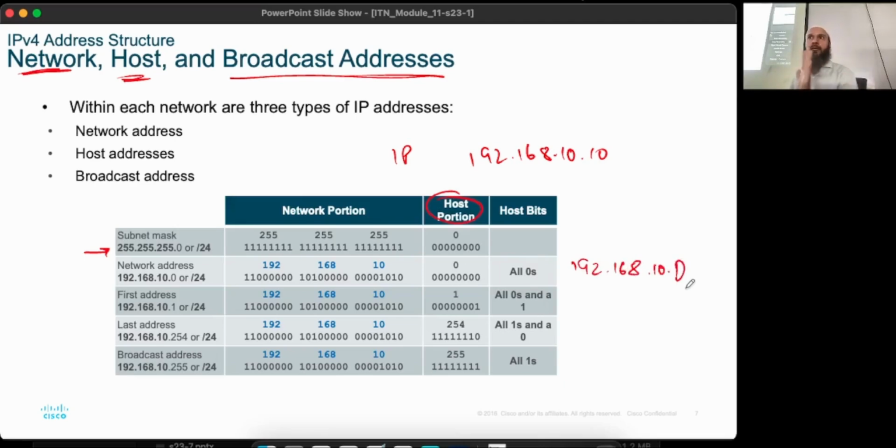Okay. If you take all of the host portions and convert them to ones, it's going to turn into 255. Right? All ones, 8 bits is 255. Okay. So if you do this, this is going to be 192.168.10.255. This is your broadcast address.